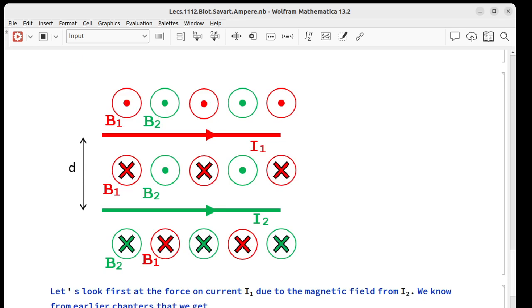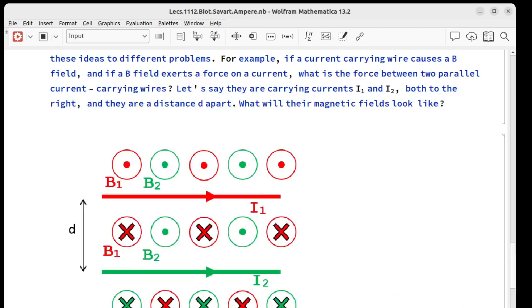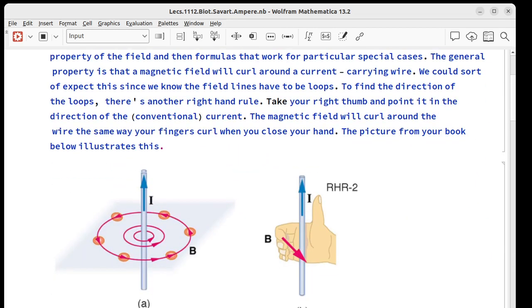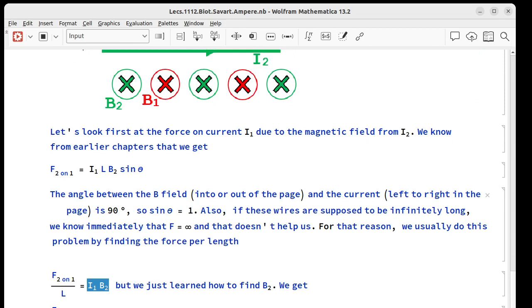We usually do this problem by finding the force per length. We divide by L on both sides, and we could say the force per length in this case is I1 times B2. We just figured out how to find B2, though. Our first equation here, we need to do mu naught times its current divided by 2 pi times the distance between them. So we have our current I1 that's being acted on, and then mu naught I2 over 2 pi d. So our force per unit length can be written like this: mu naught I1 I2 over 2 pi d.